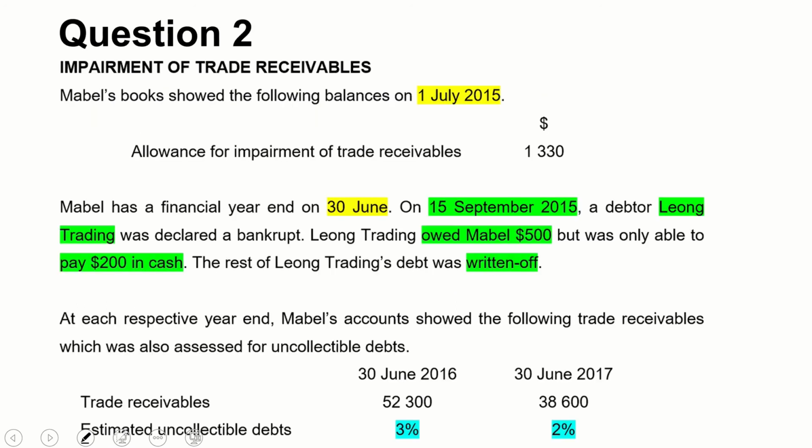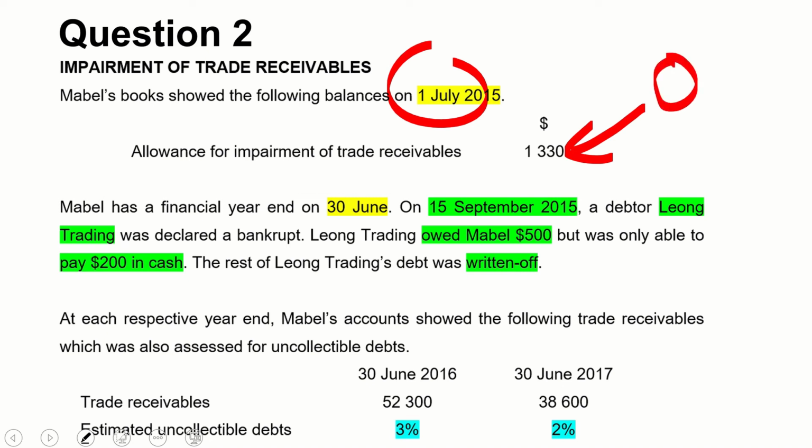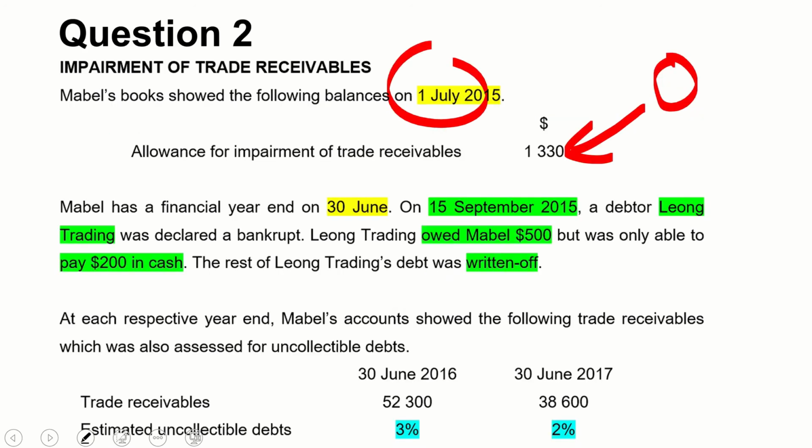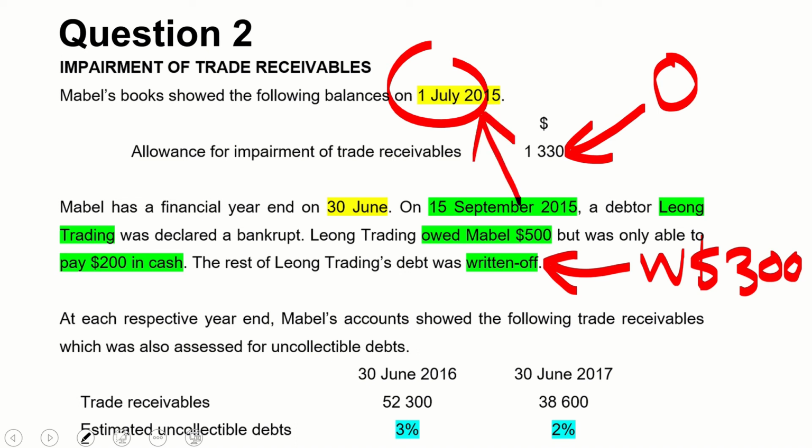Now in the previous question, we see that this is the original balance on 1st of July 2015. So this is your original balance. We put that under original balance. Now, we also know that there was a write-off. The W is written off during the year. Remember, we say that this is the same year. So the write-off is $300.